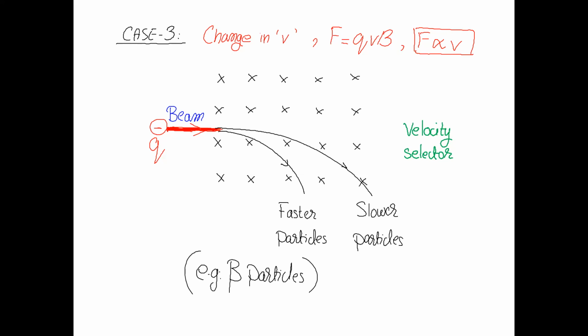Beta particles are an example here. So this is a special case. It means faster particles get more deflection than slower particles in a magnetic field. They're entering perpendicularly. You have to copy this screen.